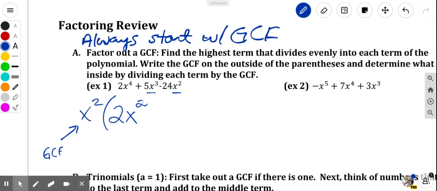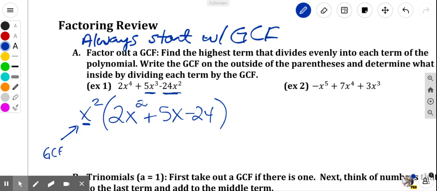Okay, let me erase some of this so it doesn't get too crazy. Next we want to know, what do I multiply x squared by to get 5x to the third? Well, I know I need a 5, and then I have 2 x's on the outside. I need to get to 3, so I need 1 more x. And then lastly, the last term, I need a negative 24. And I already have x squared here and here. So that means I don't want to put any more x's next to the 24.